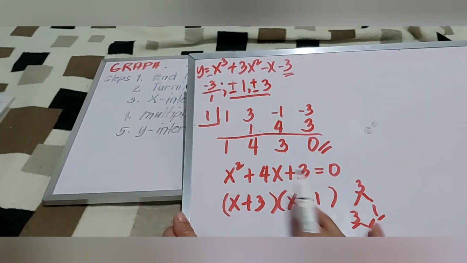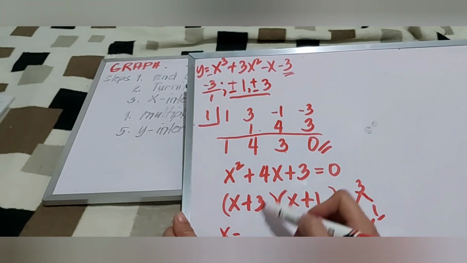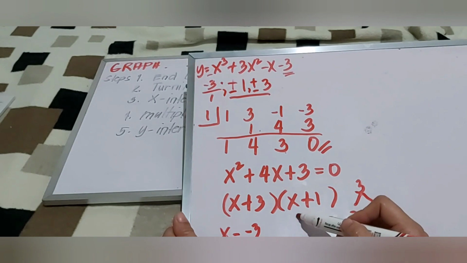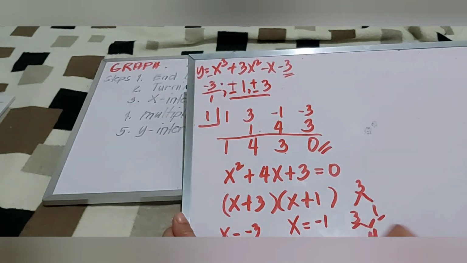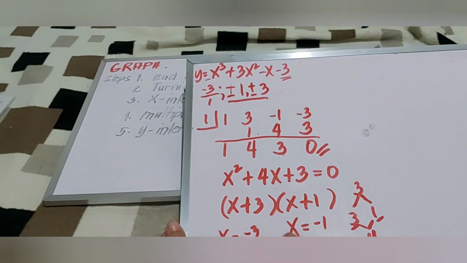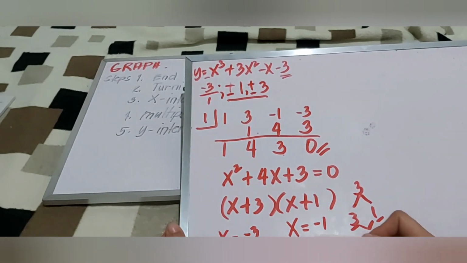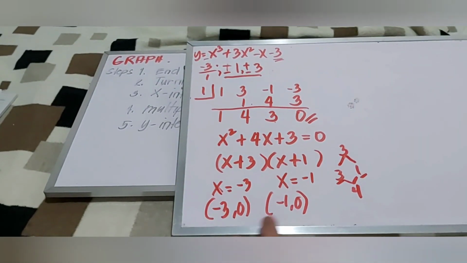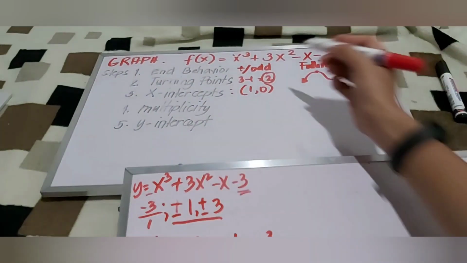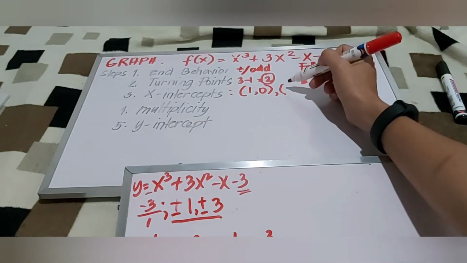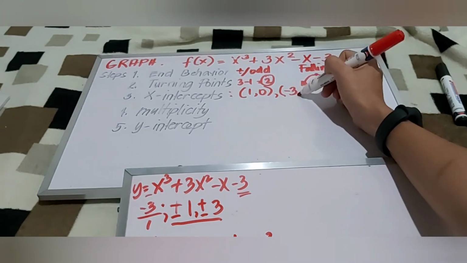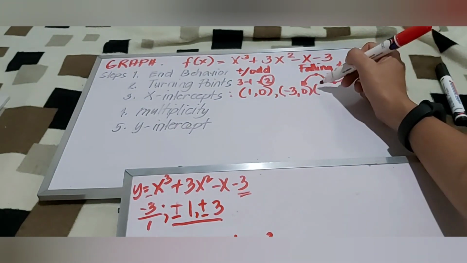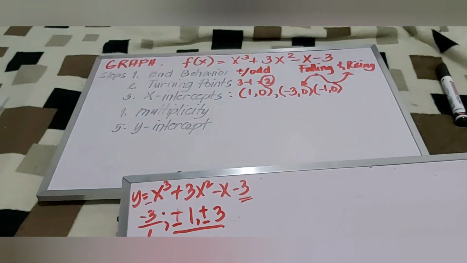Okay. So, dahil may dalawang factor na rito, pwede natin kunin ang value ng x. Mula dito ay negative 3. Then, mula naman dito ay negative 1. Therefore, ang x-intercepts ay negative 3 and 0 and negative 1 and 0. So, pwede ko na yan isulat dito. Another roots or x-intercepts are negative 3 and 0, tsaka negative 1 and 0.